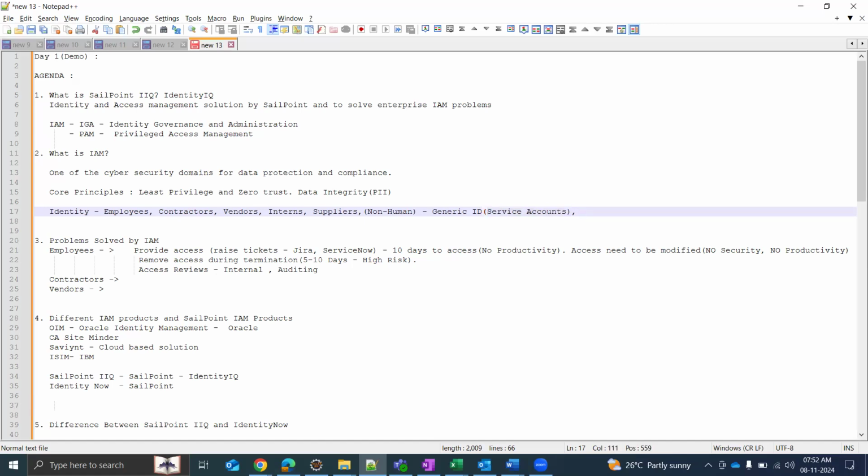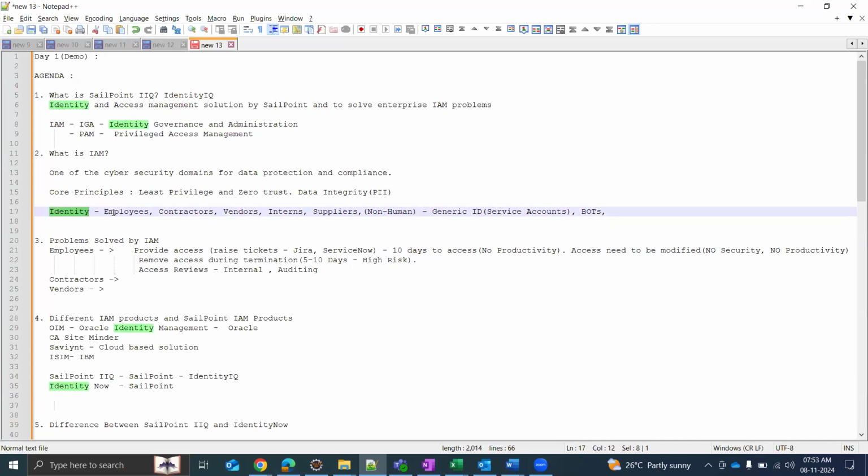Nowadays we have automations coming into place, and for automations we may need to configure some user IDs and passwords. We have bots coming up, right? These are also termed as identities. So when we say identity, you can take it in two ways: human identities and non-human identities. Nowadays we are hearing a new term called machine identities. But in general, identity covers both human and non-human identities.